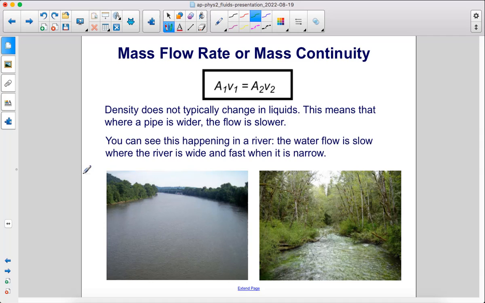Density does not typically change in liquids. This means that where a pipe is wider, the flow is slower. You can see this happening in a river. The water flow is slow where the river is wide and fast when it is narrow, because the same mass of water is going to pass by a point in the same amount of time.